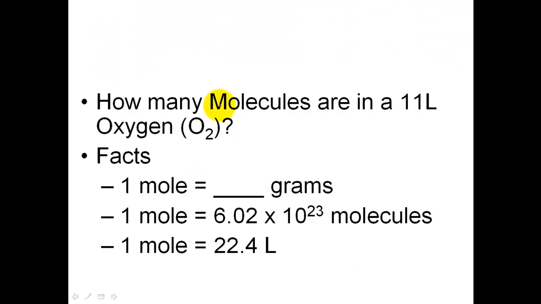Okay, guys, here's our last problem for the night. I want to check out this: how many molecules are in 11 liters of oxygen? Okay, how many molecules? And I want you to take this one by yourself. I've left this blank: 1 mole equals so many grams of oxygen. I want you to fill that out yourself.